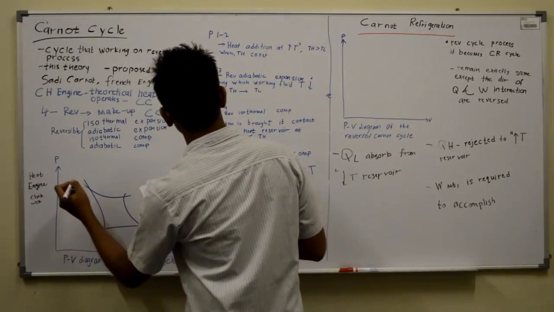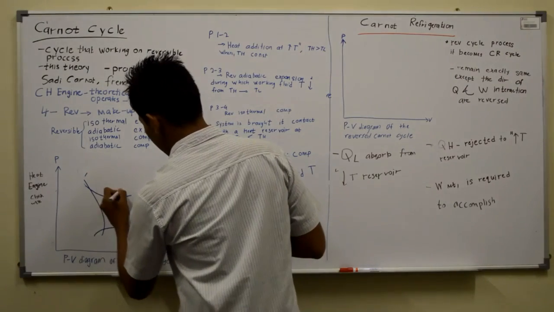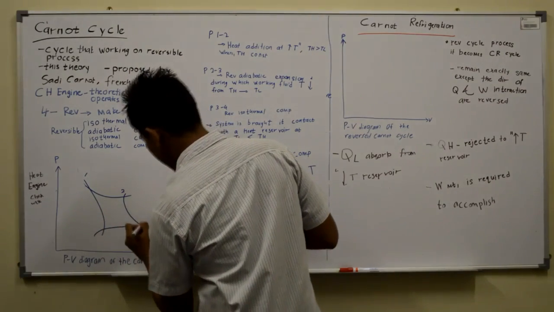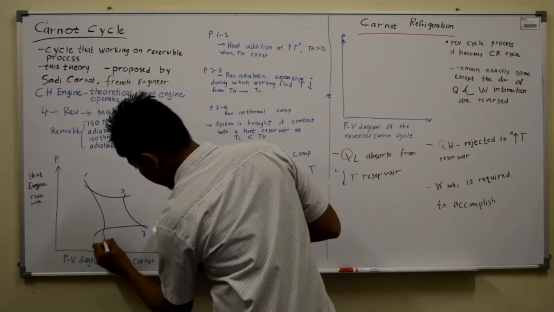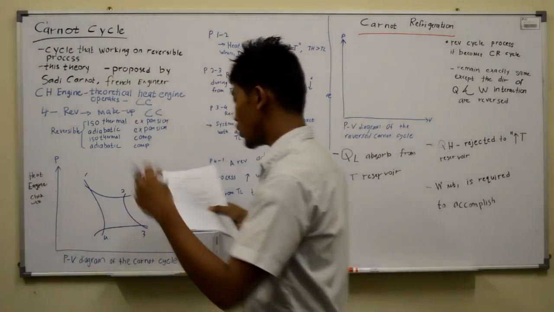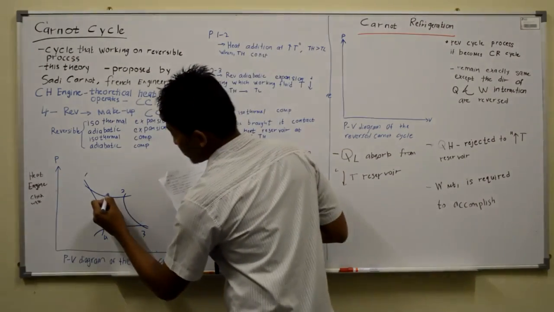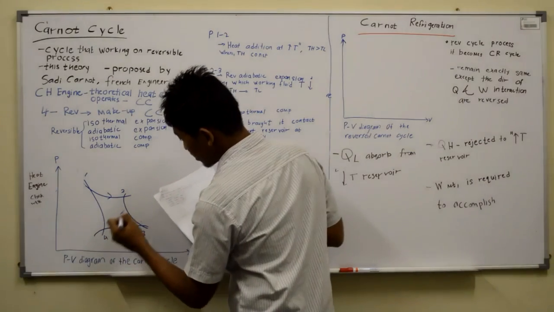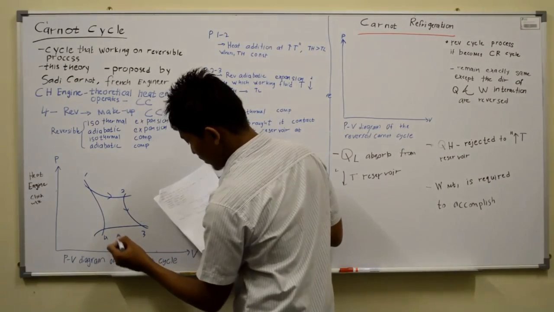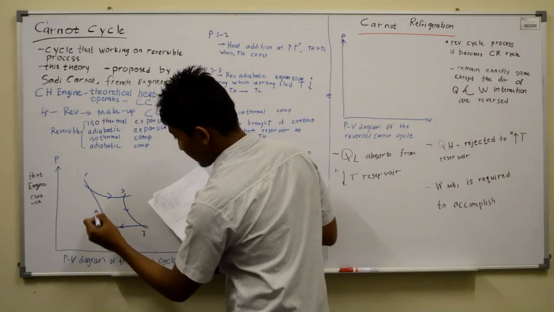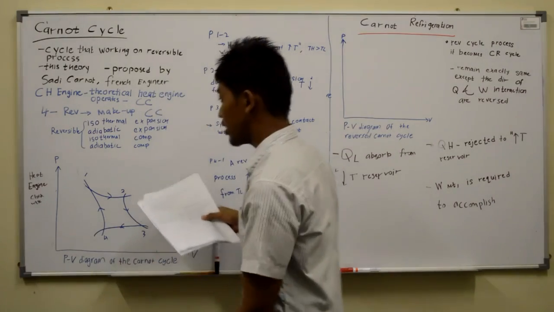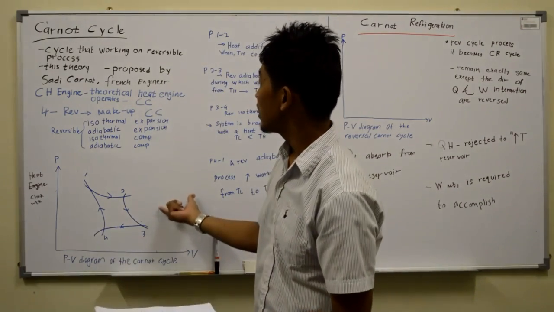Okay, this is the process from 1 until 2, and then this is 3 until 4. Okay, it flows like this. We can say it is clockwise. This is a PV diagram for a heat engine.